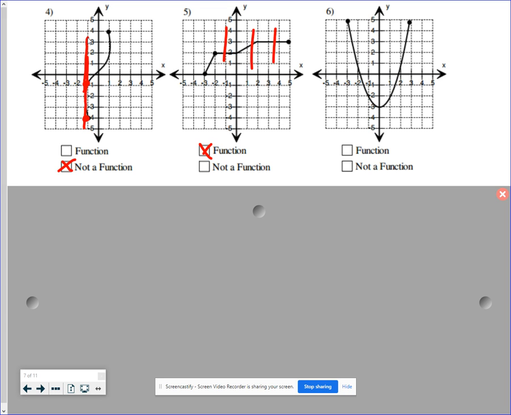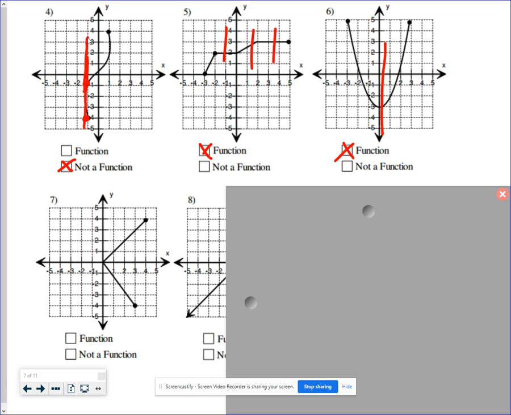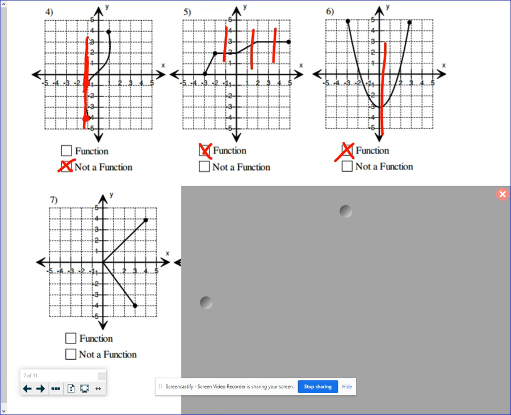For number 5, no matter where I would draw a vertical line, it would only hit one time. Yes, that is a function. Number 6, we already looked at a shape like this. This shape is called a parabola, by the way. No matter where I draw a vertical line, I would only get 1 point, so that is a function. Number 7, if I would draw my vertical line somewhere over here, it's going to hit here and here, not a function.